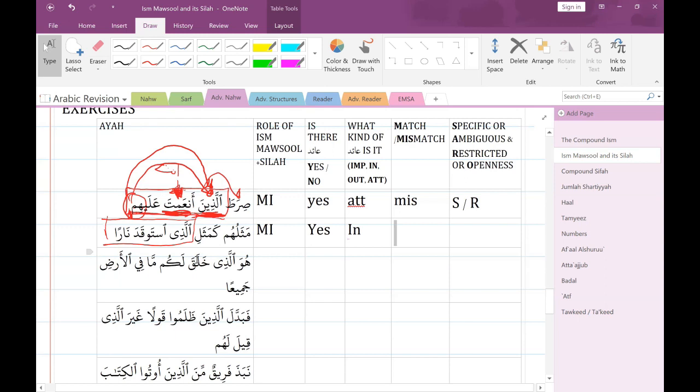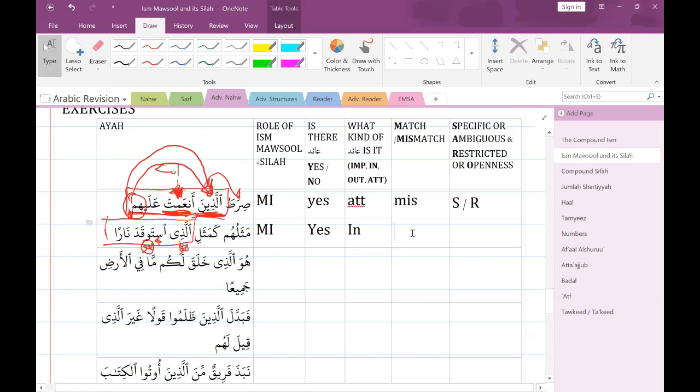So you can see that the pronoun inside alladhi is huwa. Istawqada, this is istaghfara family. So istawqada like istaghfara: huwa istaghfara, huwa istawqada. So this again is huwa. So there's a match, and because there's a match, we don't really need the a'id to come back. We can say that the a'id is already inside istawqada, and we're done.